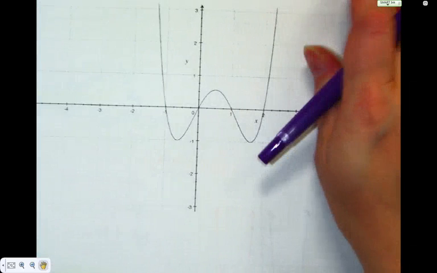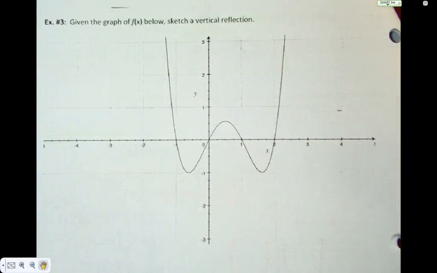Look at this funky graph. Oh my God, what are you? You'll actually meet him next year, and he's called a quartic. Quartic. So I'm just going to mark some points so we can see what's going on.